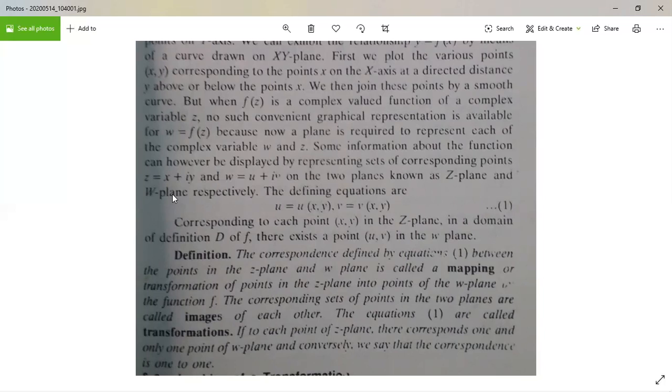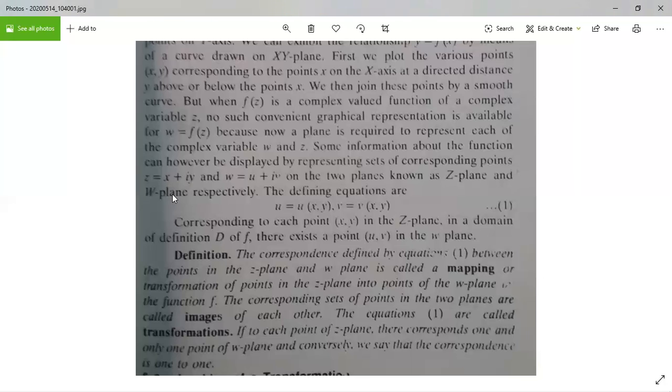This plane is called the xy plane for the real number system, or we can say real analysis. But in the z plane we can move x and y similarly, but the corresponding value of w will be displayed on the graph. Since z equals x plus iy, we can take a transform w equals u plus iv, where u is a function of x, y and v is a function of x, y.